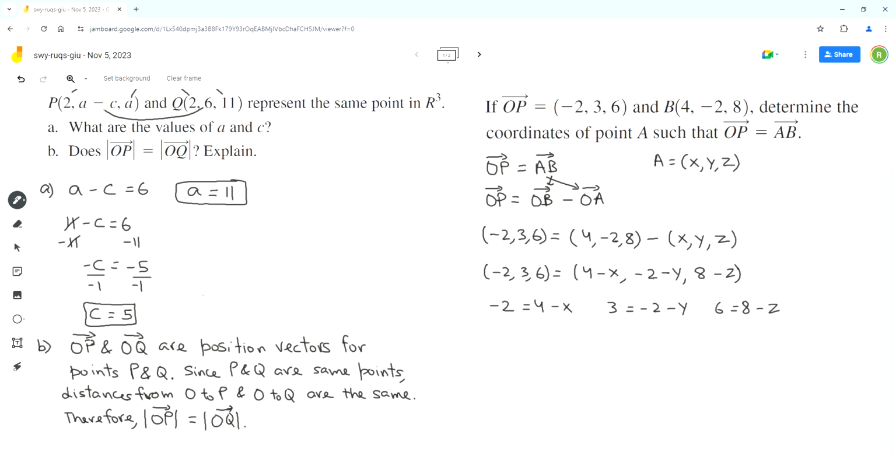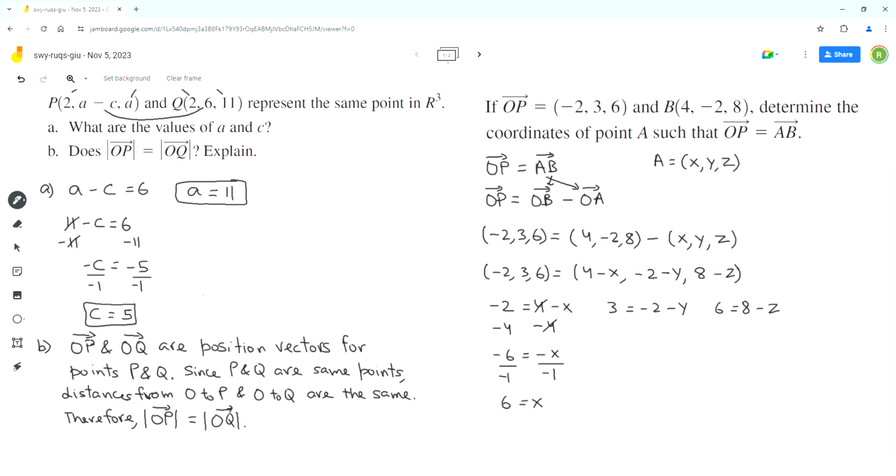Now we can solve for x, y, and z. So for the x equation, we can subtract 4 from both sides to isolate x. The 4's on the right side get cancelled out. The negative 2 minus 4 is negative 6. And now we can divide both sides by negative 1. So we get x equals 6.